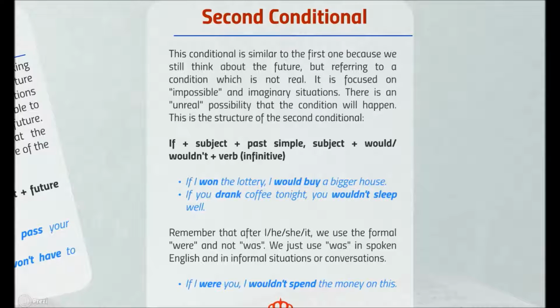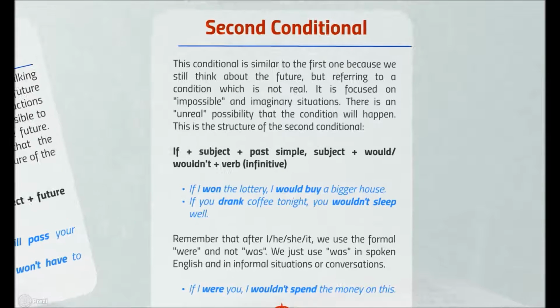Remember that after I, he, she, or it, we use the formal were and not was. We just use was in spoken English and in informal situations or conversations. If I were you, I wouldn't spend the money on this.